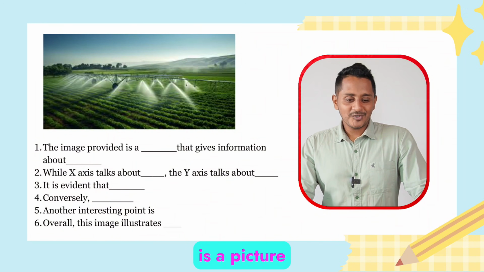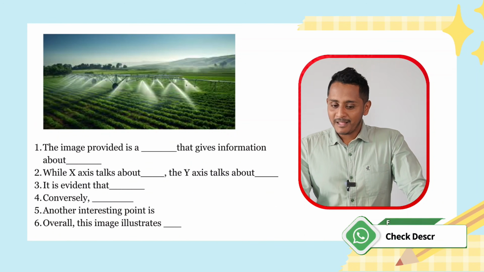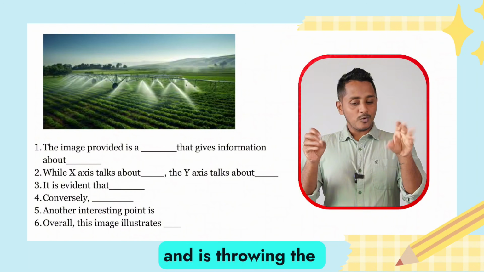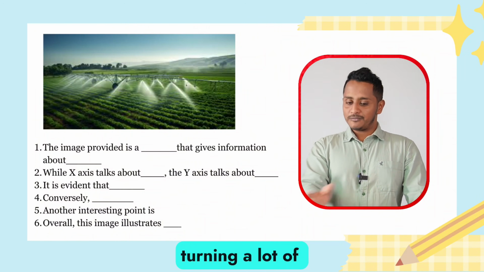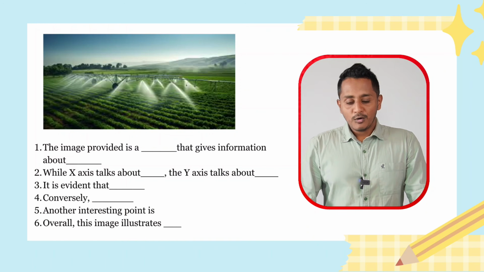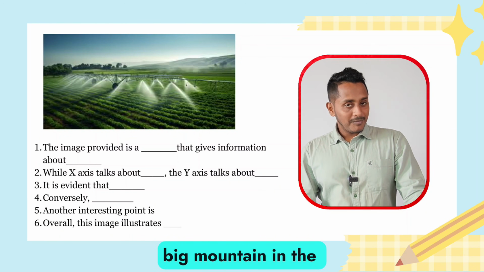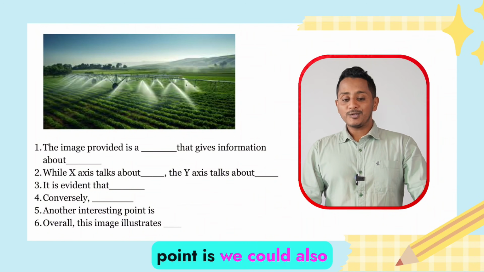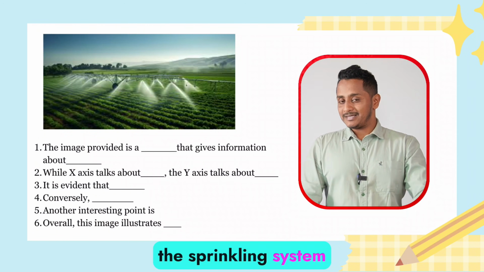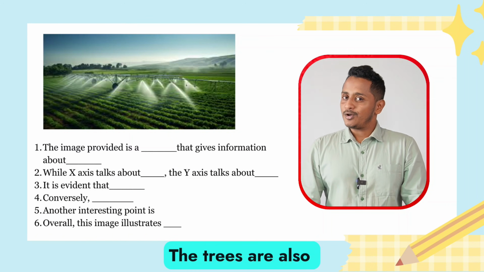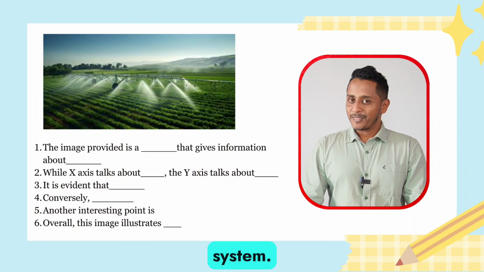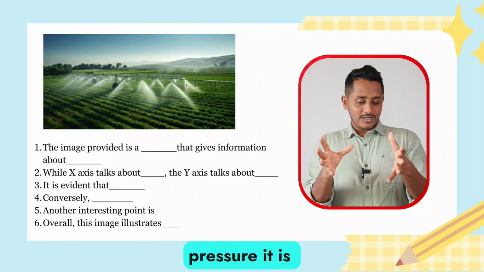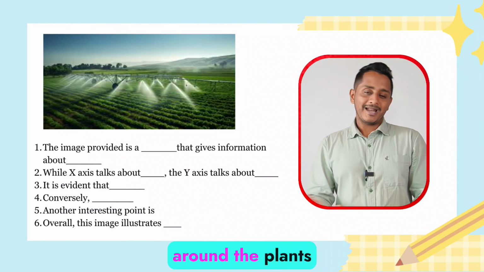The image provided is a picture that gives information about a water sprinkling system. It is evident that the water sprinkling system is at the center of the picture and is throwing the water at a very high pressure, turning a lot of elements green. Conversely, there is also a very big mountain in the picture, which probably is not watered regularly. Another interesting point is we could also see some trees behind the sprinkling system. That means the trees are also not being watered by the water sprinkling system. Overall, this image illustrates how the water sprinkling system works and with what pressure it is throwing the water around the plants in the farm.